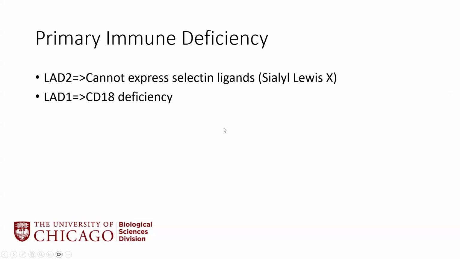There's also a less common type, LAD2, where they cannot express the lectin ligand, sialyl-Lewis X. So it gives a similar phenomenon. It's just the molecule that is missing that is different. In this case, it's the selectin. LAD1 is the integrin.